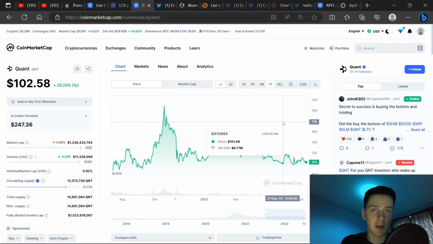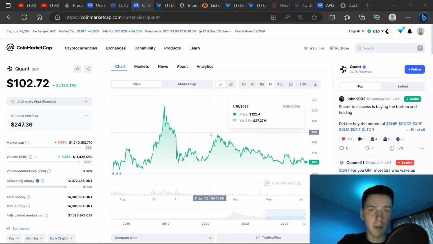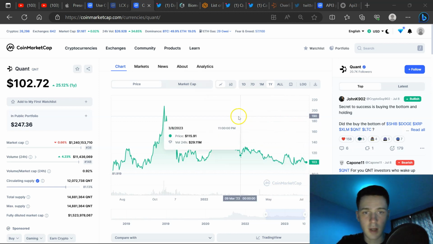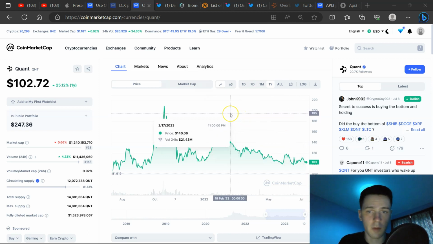There is value at these levels. People never actually end up buying at these positions. They wait for lower and lower and never actually hit the buy button. Rather than when we were at $140, $130, $150, people were calling for $200 again. It's the same cycle: do the opposite of what people say.